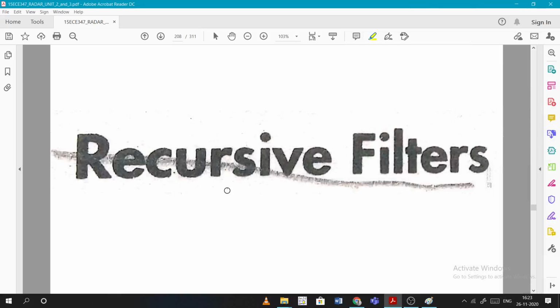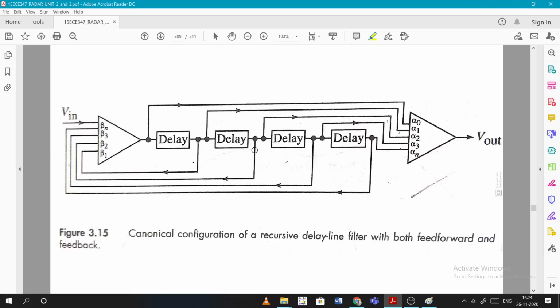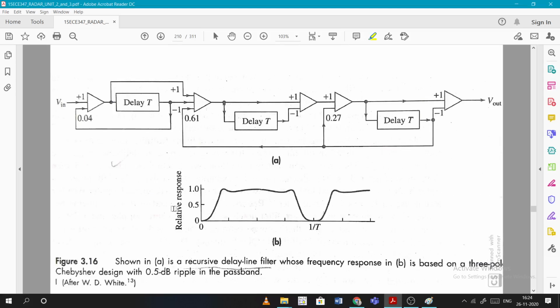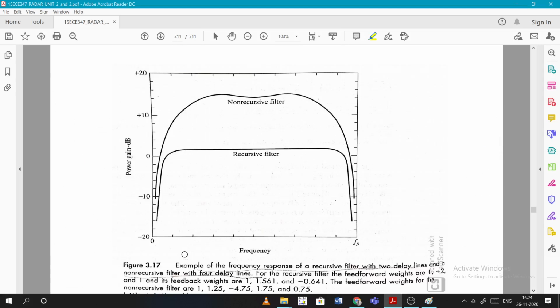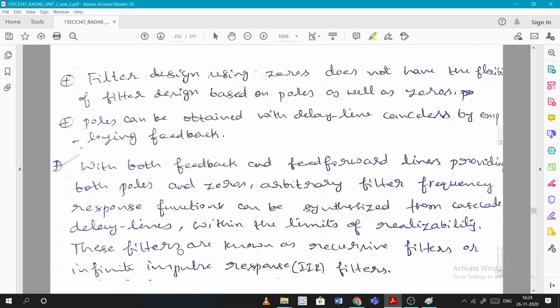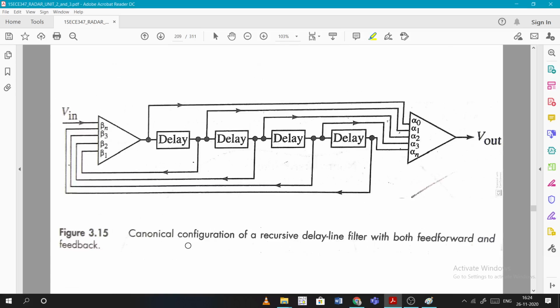So now coming to the recursive filters. What are the recursive filters? Recursive filters also have feedback. We'll have feedback like this. Same process, but it also has the feedback. So these are also called infinite impulse response filters. Okay, we'll see that.